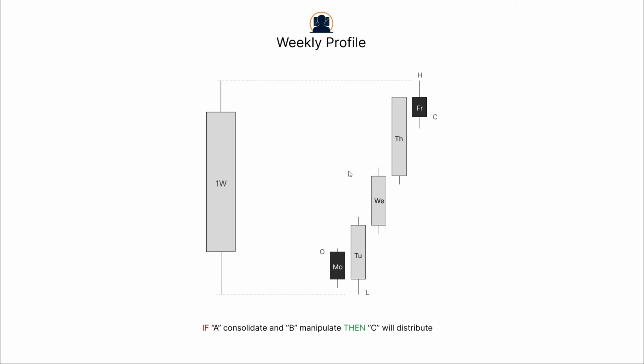So let's take a look at what weekly profile is and why it is so important. When we talk of weekly profile, you're indirectly trying to understand the behavior of price over the course of a week. That is, you're talking about the 5 daily candles that make up the weekly candle, right? Like for this example, we have here on the left a bullish weekly candle, and on the right here we have the 5 daily candles that make up this weekly candle.